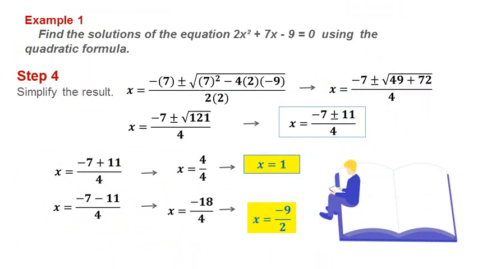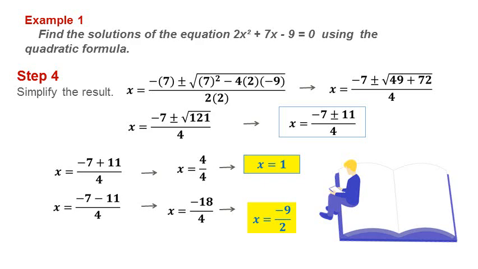Step 4. Simplify the result. X is equal to negative 7 plus or minus the square root of 7 square minus 4 times 2 times negative 9 all over 2 times 2. So it will become x is equal to negative 7 plus or minus the square root of 49 plus 72 all over 4. Then, x is equal to negative 7 plus or minus the square root of 121 over 4. Where do we get 121? So, 49 plus 72.